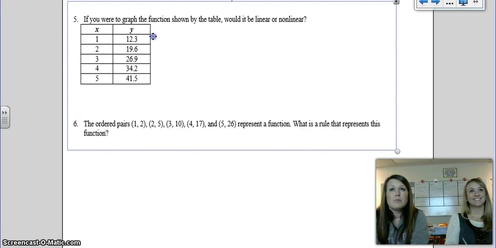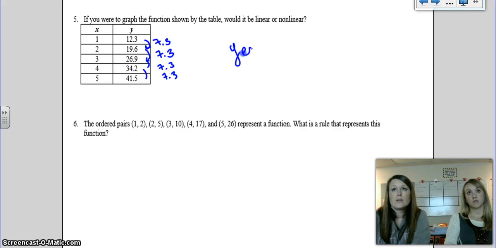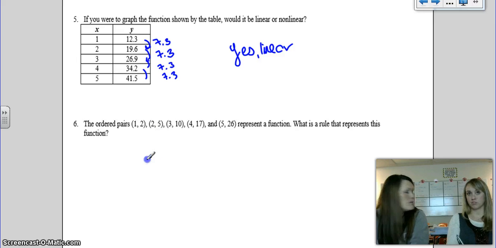So it goes up by, what is that, 7.3? And that is 7.3. Is that 7.3 also? 9, 11, 12. Yeah, that's 7.3, and 7.3. So this is linear. Let's see. 1, 1, 1. Yep, good. Yes, linear. And this, guys, is how you show your work. It's just that easy, simple.